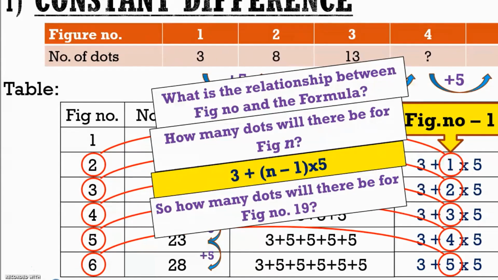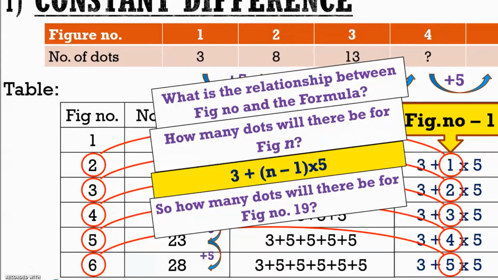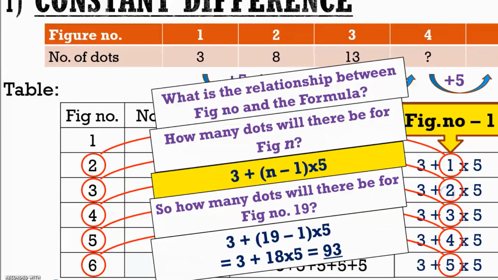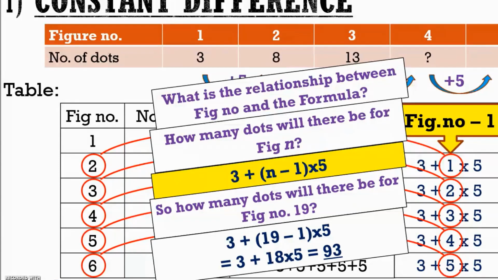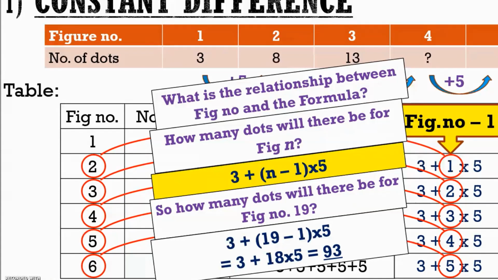So how many dots would there be for figure number 19? It will be 3 plus 19 minus 1 times 5, which is equal to 3 plus 18 times 5, which equals 93, the answer.